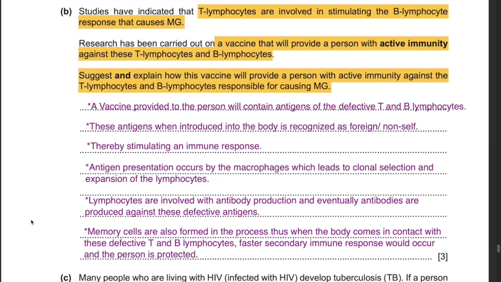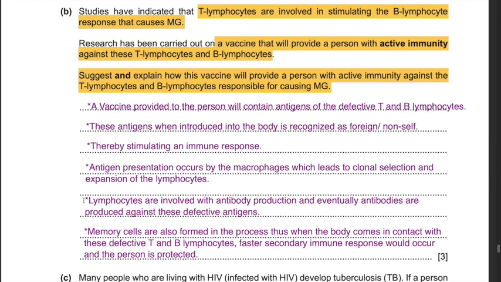These antigens, when introduced into the body, are recognized as foreign or non-self, thereby stimulating an immune response. In this kind of question, you have to go through it in a flow, starting from what a vaccine is made up of, what happens when these substances are injected into the body, and what the outcome is. So the person is provided with antigens of defective T and B lymphocytes. This is recognized by the body as foreign or non-self antigens. Thereby it stimulates an immune response, because obviously the body has to defend itself against these foreign substances.